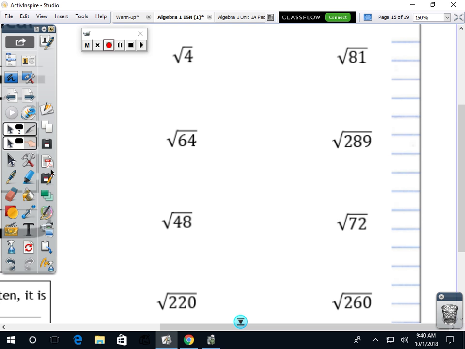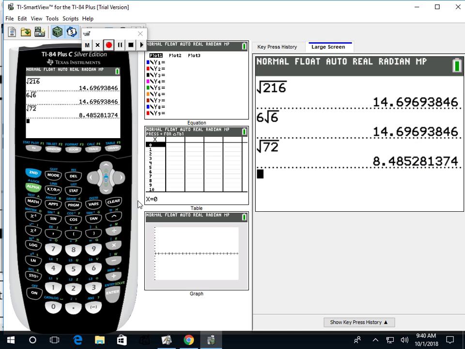Okay, square root of 4 is a pretty easy one. What's the square root of 4? 2. What about the square root of 81? Right? What about the square root of 64? 8. And what about the square root of 289? Okay, well, if you don't know, let's talk about how to type it in the calculator.